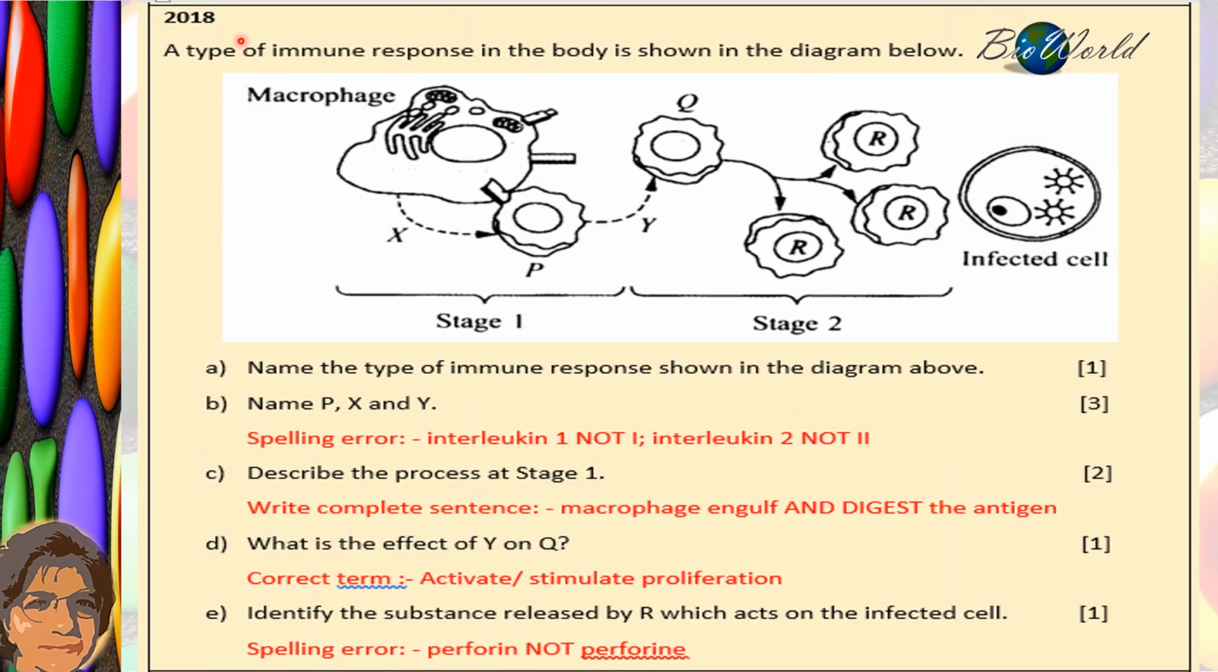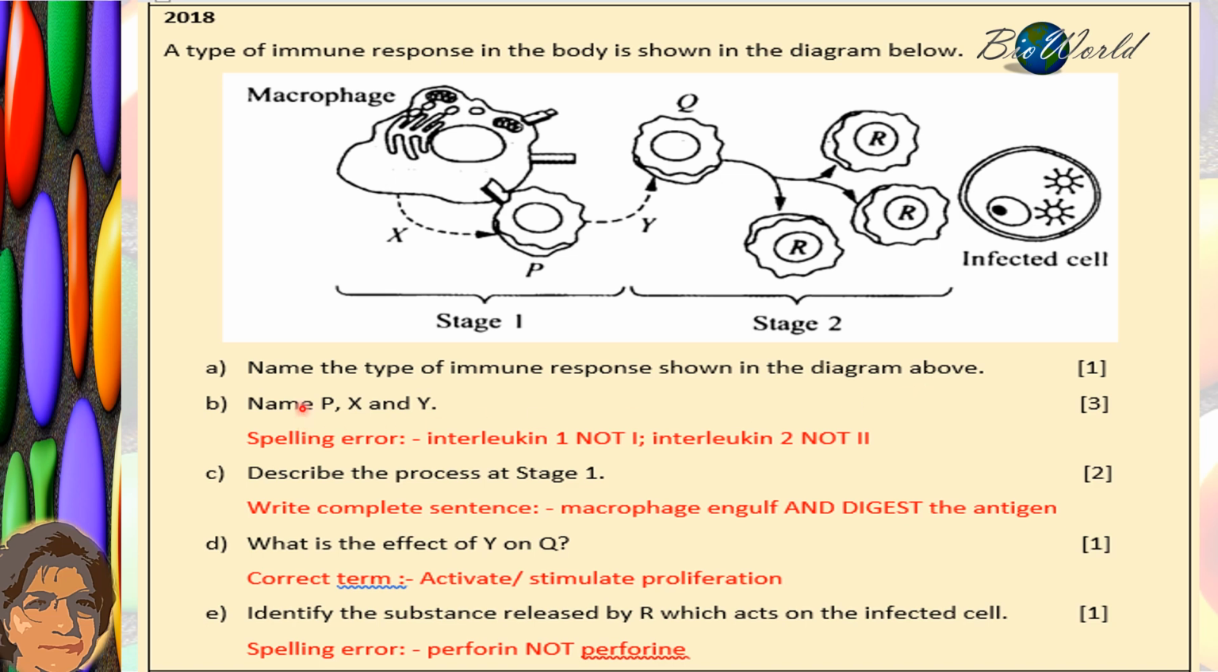Here you see in 2018, 2013 already tested humoral immune response. So 2018 this time is testing another immune response. Here you can see there's no picture of antibodies, but there is an infected cell. So this tells us this is going to be the cell-mediated immune response. So that's the same thing they are testing here. And then you have to identify.